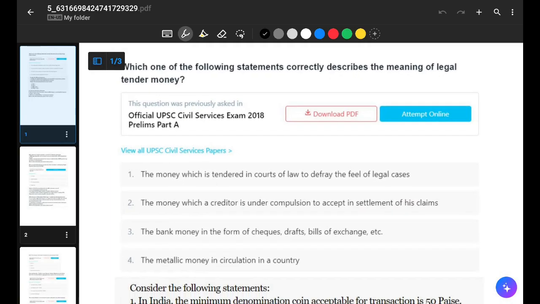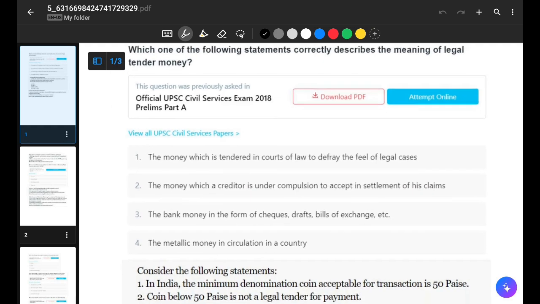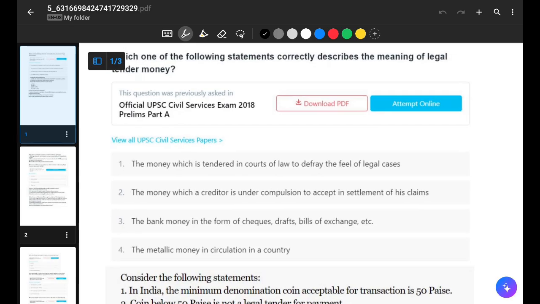Tell me this. Which one of the following statements correctly describes the meaning of legal tender? What did I tell legal tender as? It has to be fiat money and the other person cannot refuse to accept it. So tell me, pause the video and guess the option. The correct answer is option D. The money which the creditor is under compulsion to accept in settlement of his claim. In other words, the other party cannot refuse to accept it. That is the meaning of this second statement.